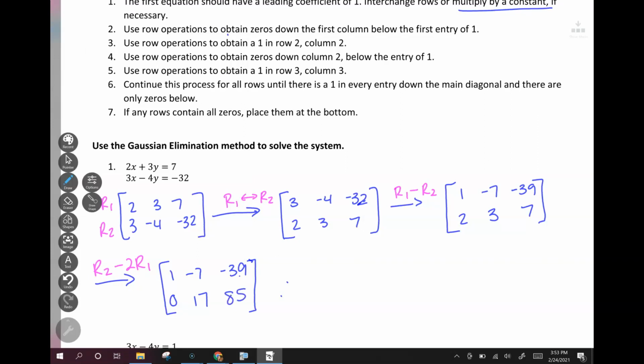Okay, so that was step 2, get that 0 below the first 1, and then use row operations to obtain a 1 in row 2, column 2. So I need this spot to become a 1. How can I do that? Well, that's pretty simple. I'm just going to multiply by 1/17. I can do 1/17 times row 2.